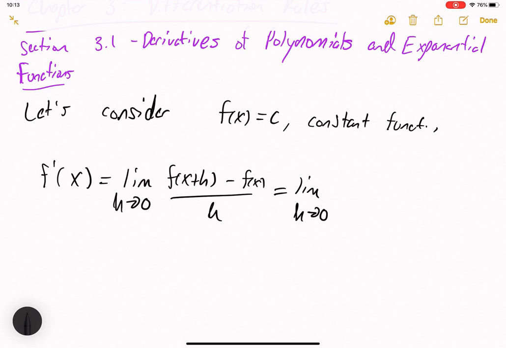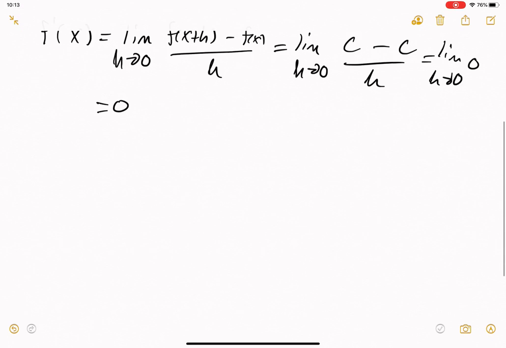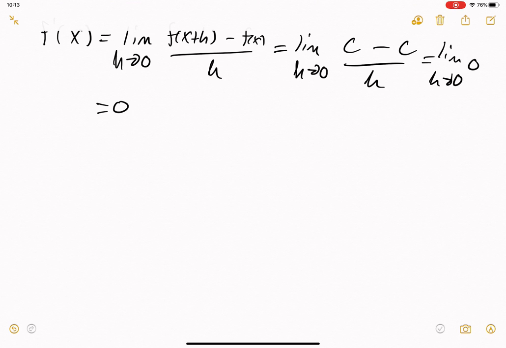And one of the things that we get is that f of x is constant, so it doesn't matter if you go to x or x plus h, you just get c minus c divided by h, and c minus c is just 0. So you just take the limit as h goes to 0 of 0. Therefore, it is equal to 0. So that's not too hard. So the result of this is that any constant function has derivative 0.